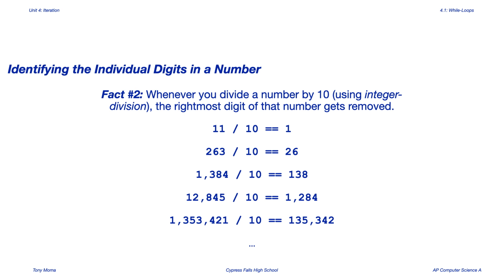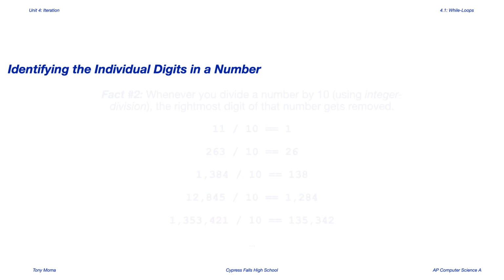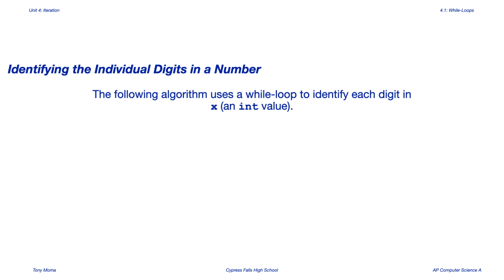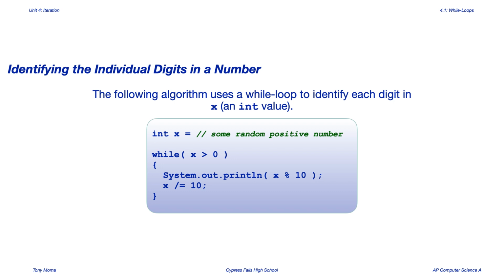With these two facts combined, we can now identify individual digits in a number using an algorithm. The following algorithm will use a while loop to identify each digit in x, where x is an int value. So here's our code. We're going to declare a variable named x, and again, give it any random positive number you want. The number you choose doesn't matter because the steps are still the same. It's the steps that we use in determining the digits that matter here.